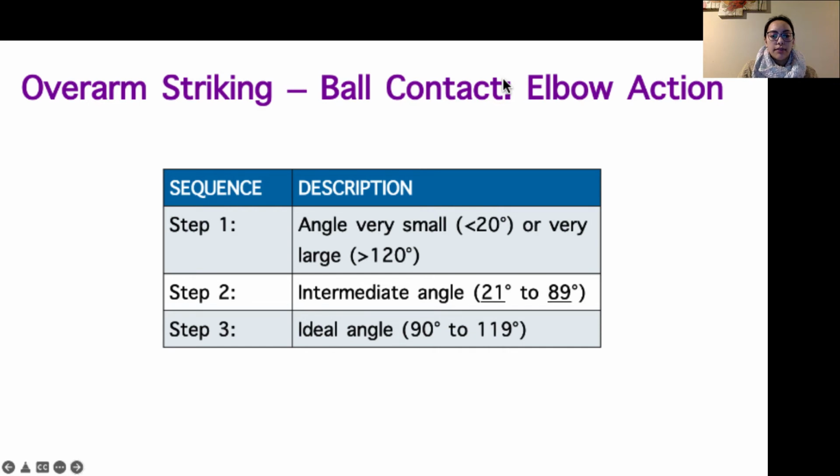For step 2, we would have a little bit more of an intermediate angle, more along the smaller side. So again, keeping the arm more tucked in towards the body, or more elbow flexion. And then the ideal angle would be 90 to 119 degrees of elbow flexion. So that's going to optimize a person's ability to move both efficiently through the angular arc that they have to pass through, but also to get the best force transmitted into the projectile object.